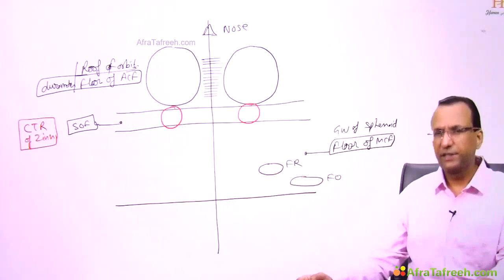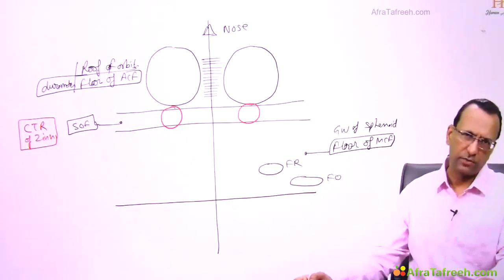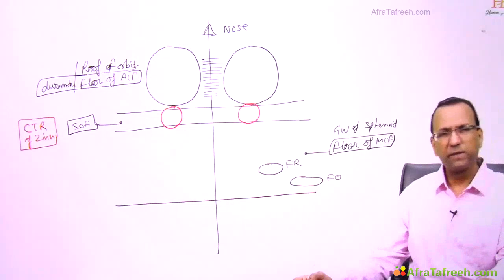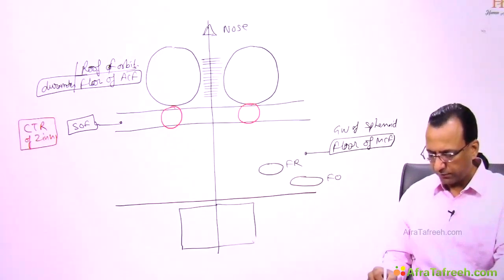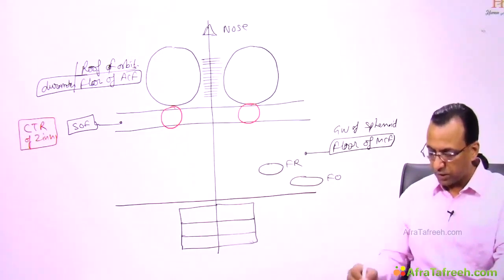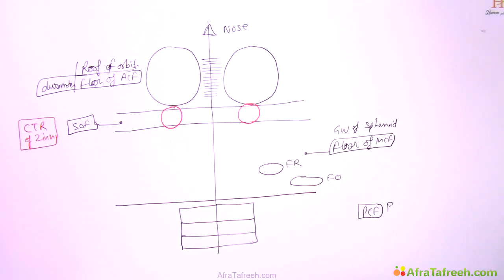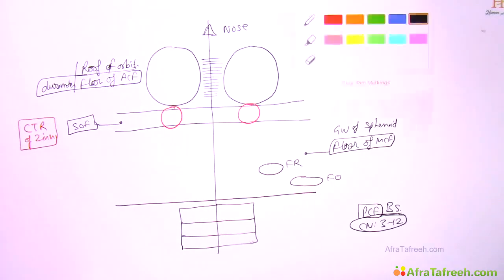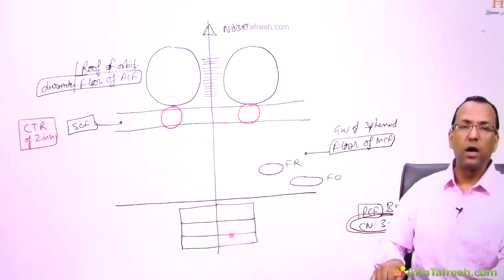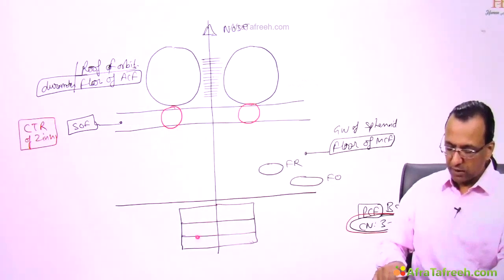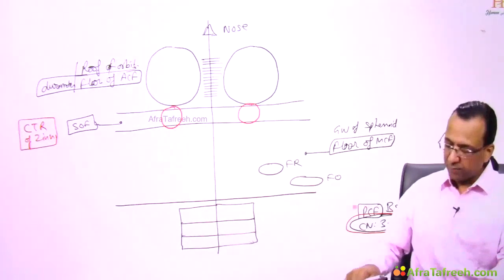Branches of trigeminal. Where is the trigeminal nerve coming from? The brainstem. Where is the brainstem present? Posterior cranial fossa. Then go to the posterior cranial fossa and show the brainstem. The brainstem will give cranial nerves number 3 to 12. Remember, the brainstem has 3 components, which are midbrain followed by pons followed by the medulla oblongata, and present in the posterior cranial fossa.